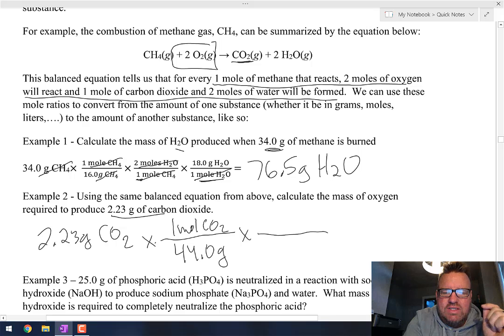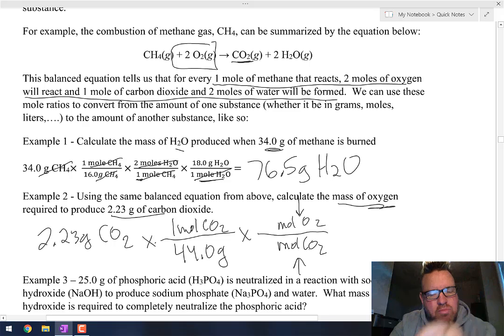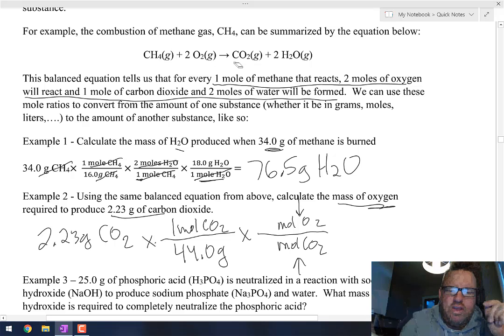And now my next step, I'm not going to write a number yet. I'm just going to put moles of CO2 on the bottom. And then on the top, I'm going to put moles of, what are they asking me about? Well, they're asking me about the mass of oxygen. I can't go to mass yet, but I can go to moles of oxygen. Every time you do this stoichiometry step, which again, that's this step right here, you have to go moles of one thing to moles of something else. You can't do anything different.